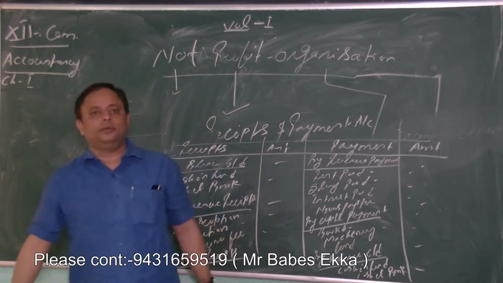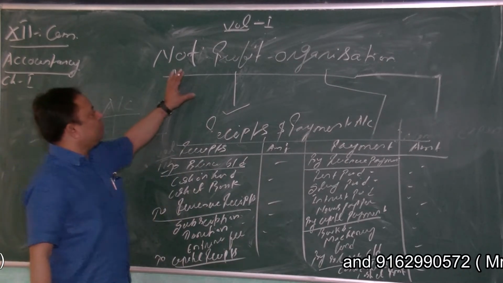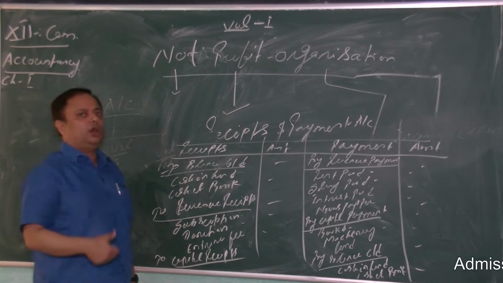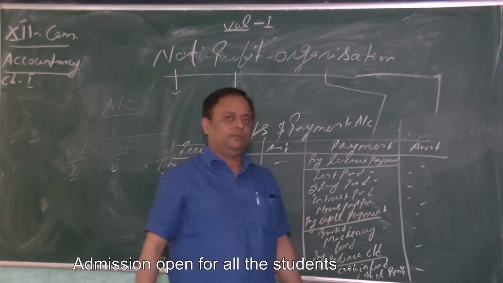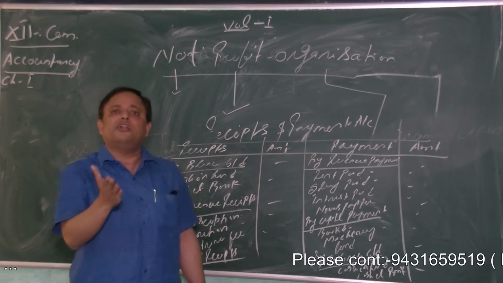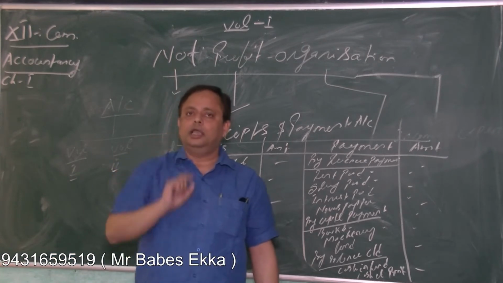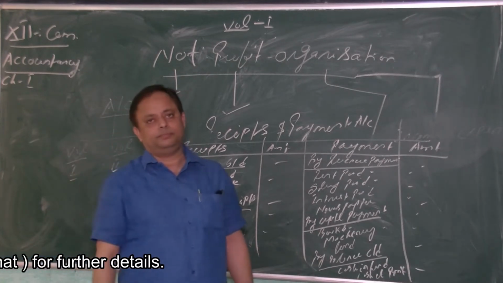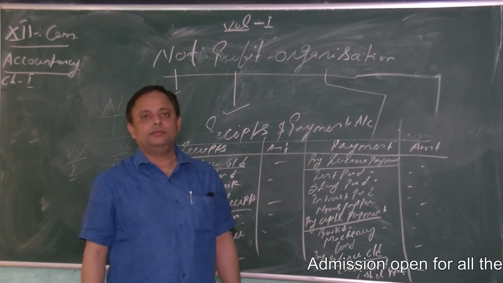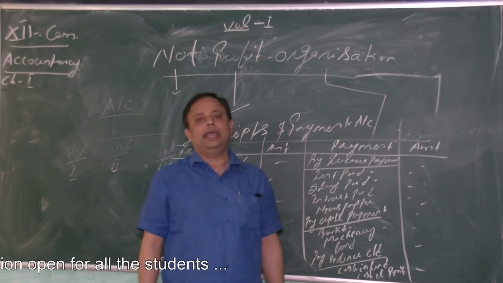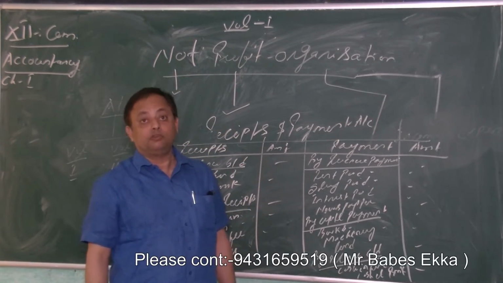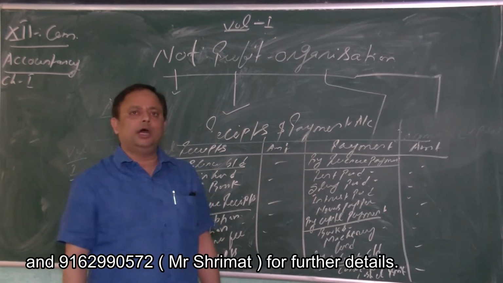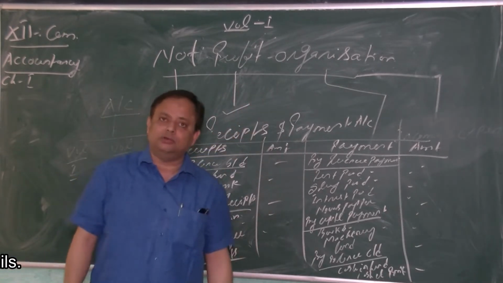Now we start today with not for profit organizations. In not for profit organizations, we prepare 3 accounts. The first is called receipt and payment account, next is called income and expenditure account, and next is balance sheet. The receipt and payment account is a summary of cash book, it is a real account. Suppose the question is, what is receipt and payment account? And the marks are 1. You define it: receipt and payment account is a summary of cash book. Suppose there are 2 marks, you write: receipt and payment account is a summary of cash book. It is prepared by not for profit organizations, it is a real account.